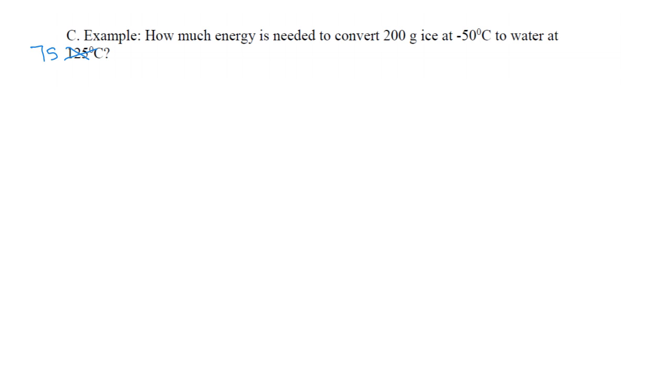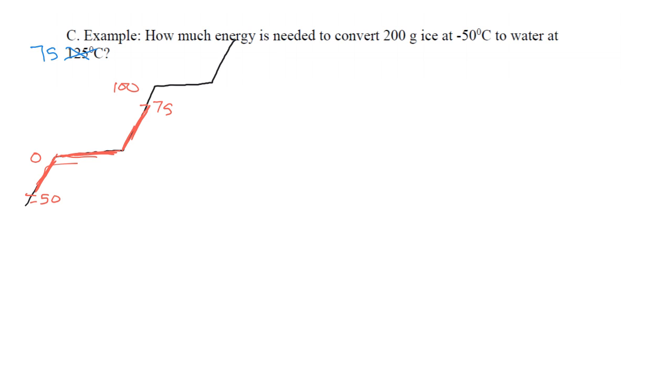If I think about my heating curve, and this is the general shape of my heating curve, it's starting with ice at negative 50 degrees Celsius. So things I need to know: remember, I need to know that first line is at 0 degrees Celsius, and that this second line is at 100 degrees Celsius. So I'm going from negative 50, which is down here somewhere, all the way up to 75 degrees Celsius. I want to know how much energy it takes to get from negative 50 all the way up to 75.